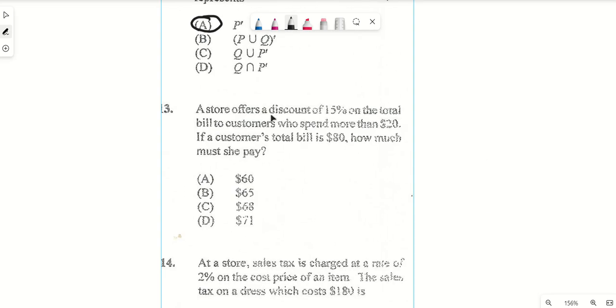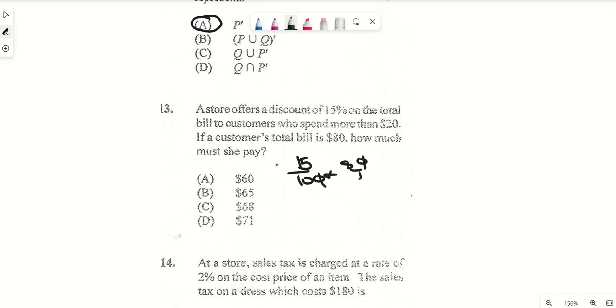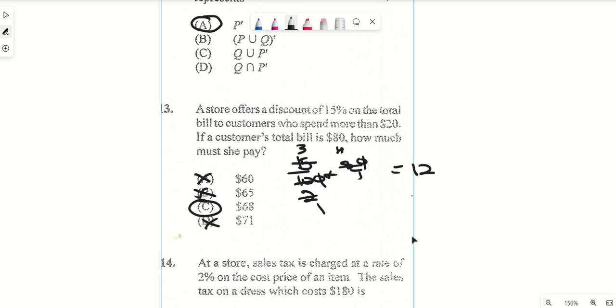13, a store offers a discount of 15% on a total bill to customers who paid more than 20. If the customer's total bill is 80, how much must she pay? So we're going to find out what is 15% of that. 15 over 100 multiplied by 80 over 1, cross out the zeros. 5 goes into 15, 3 times, 5 goes into 10, 2 times, 2 goes into 8, 4, and 3 fours are 12. So we know that it is $12 less than 80. It would not be 60, would not be 65, it would not be 71. The answer is 68.